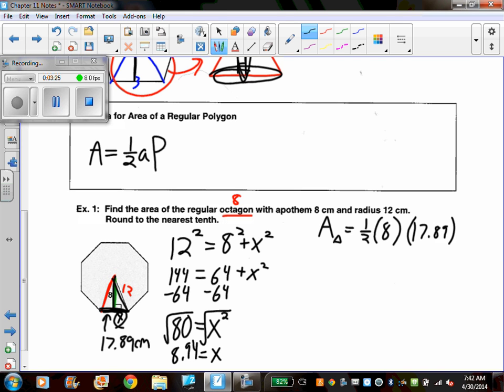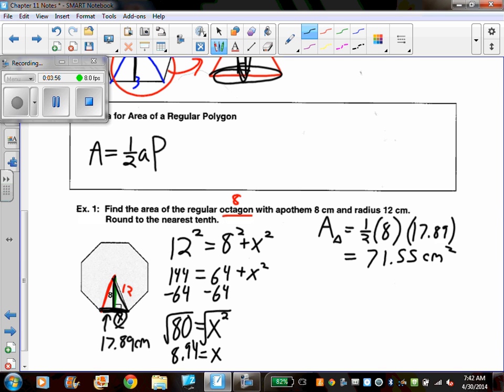So if we type that in, 1/2 of 8 is 4, so we would have 4 times 17.89, and that gives us 71.55 centimeters squared. But that's only the area of one of the triangles. If we want the area of all of the triangles, we're going to need to take that answer, and there are 8 triangles that we could fit in here, so we'll take that and multiply by 8.